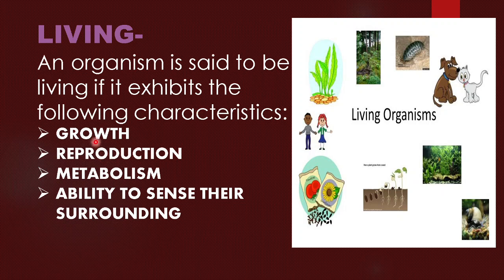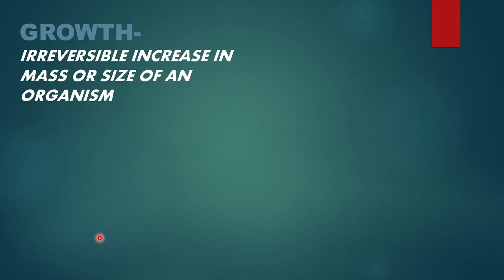Now, we have to learn each of these characteristics in detail. What does each word mean? So let us move forward. Growth, the very first characteristic of being living. Now, what is growth? How do we define growth? It is the irreversible increase in mass or size of an organism. Irreversible, which cannot go back. If it has started from a tiny speck, a tiny size, it grows, it becomes bigger, it increases the mass or the size, but it cannot go back to that original form. That is the meaning of irreversible.